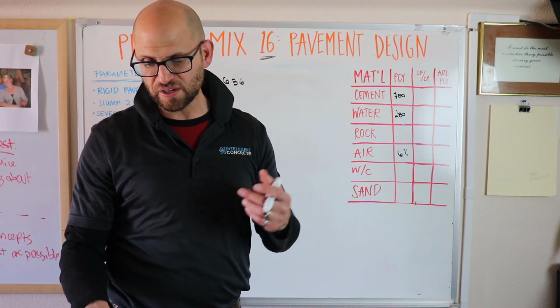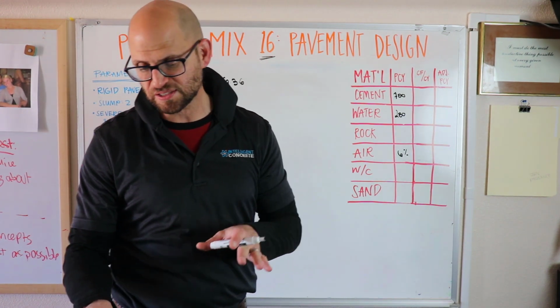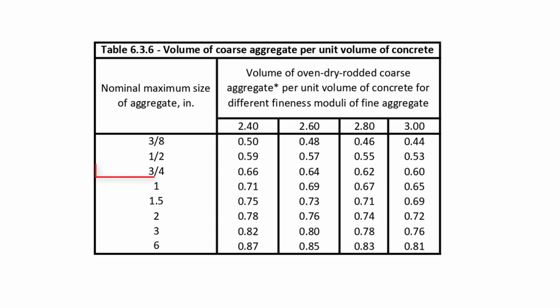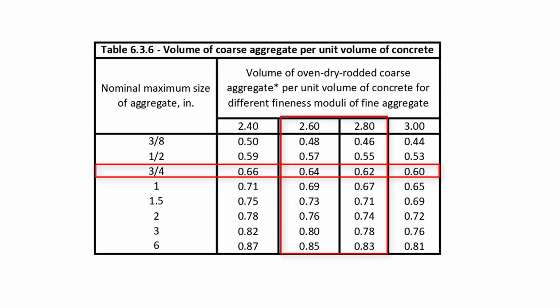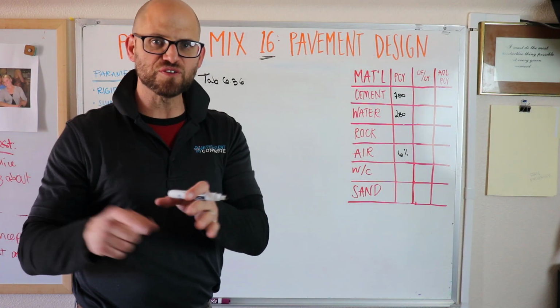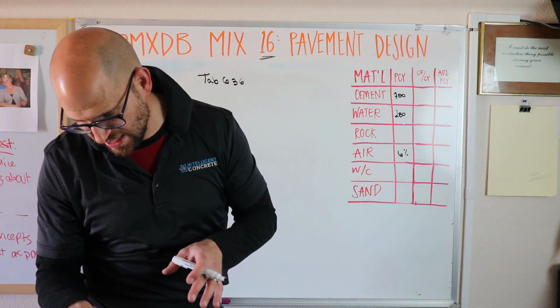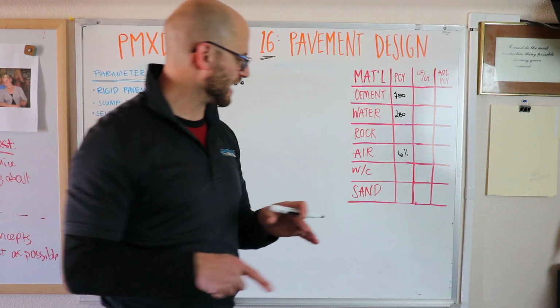So with us, using table 6.3.6, we have a maximum size aggregate of 3/4 inch, thank you, Haley. Then we have a fineness modulus from our sand of 2.73. And with that, you could do a linear interpolation, but we're really going to be using that 0.63, which is the volume of coarse aggregate per unit volume of concrete. And that's given for different fineness moduli of fine aggregate.